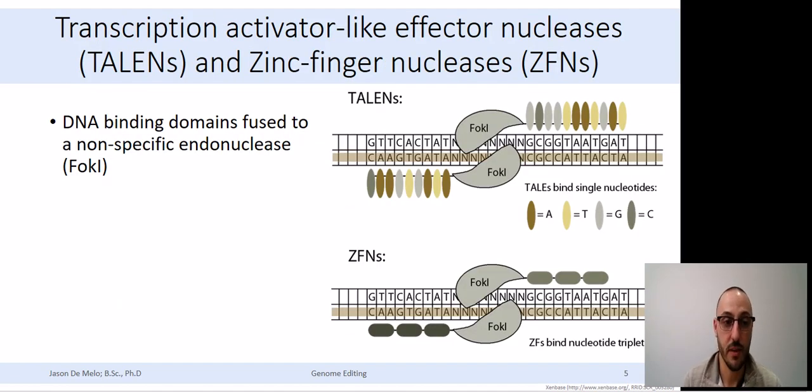Historically, we have used non-specific endonucleases to cause DNA damage. These nucleases are fused to DNA binding domains, which can be generated to target specific regions within the genome. However, this is labor-intensive and costly. Cas9 has changed all this.